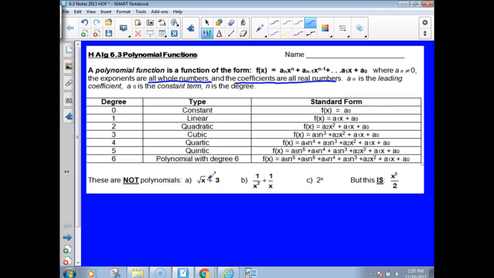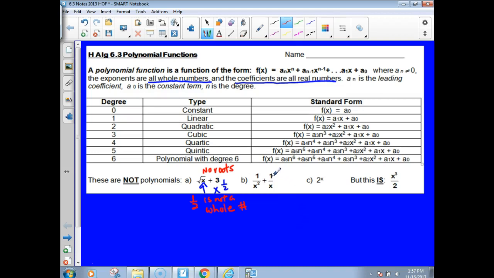So these are not polynomials. Why is this one not a polynomial? Because that would be x to the 1/2, and 1/2 is not a whole number. I had to get a red pen to write on this blue background. Okay, so it said the powers had to be whole numbers. So you can't have a root on a variable. No roots are polynomial functions.